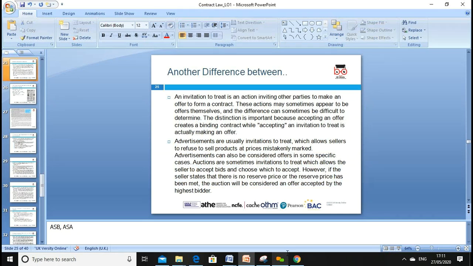Do we know the ASB and ASA? Advertising Standards Board, no, the new name is the Advertising Standards Authority. This is misleading. So if anything is misleading, of course it is not a contract.